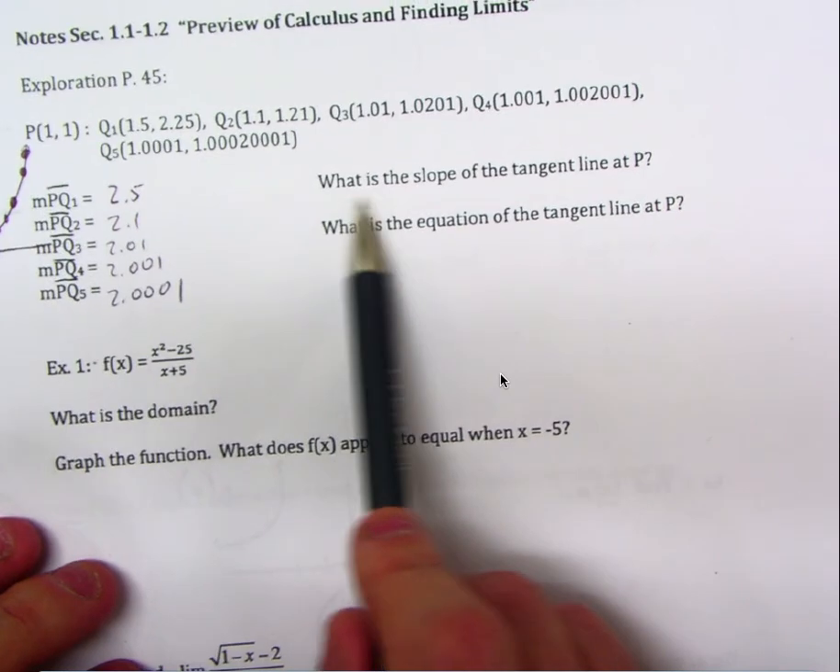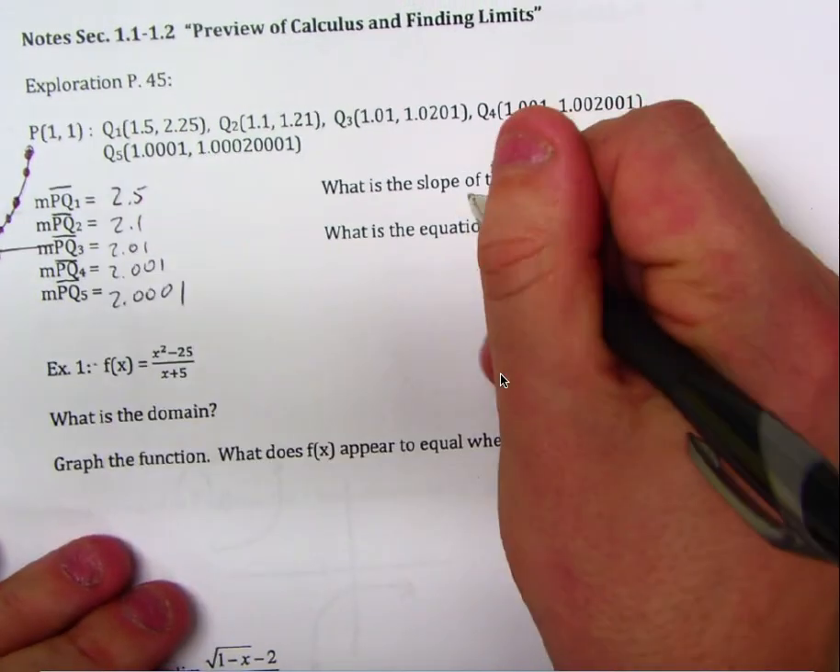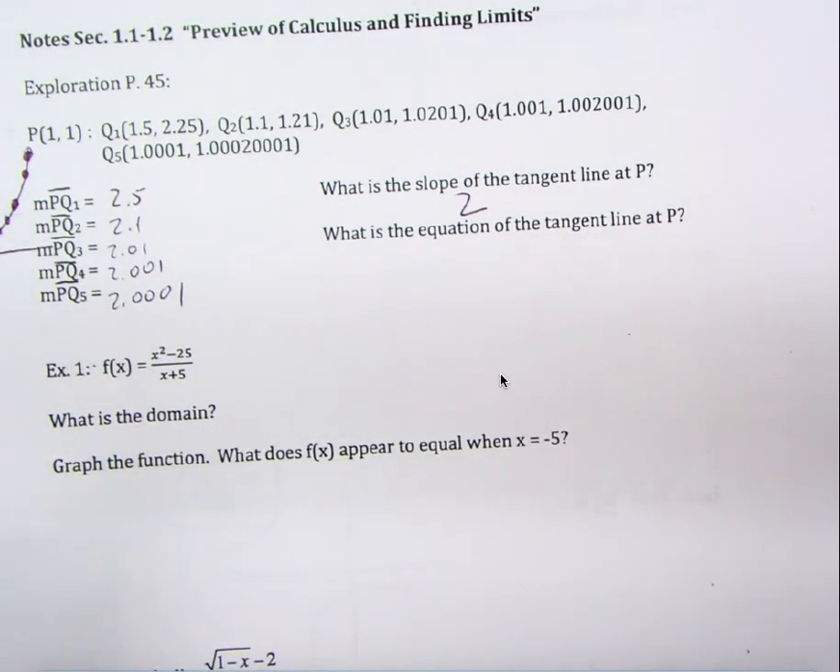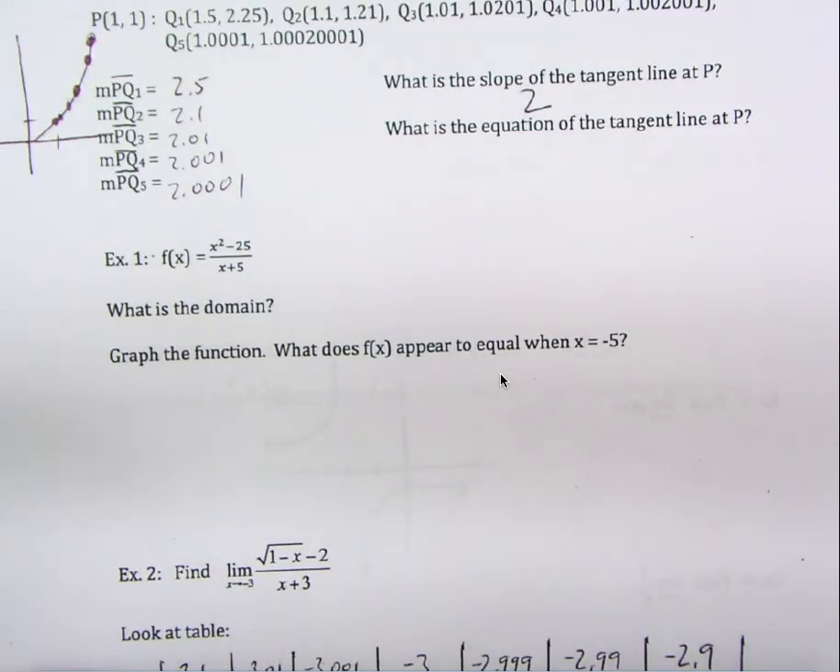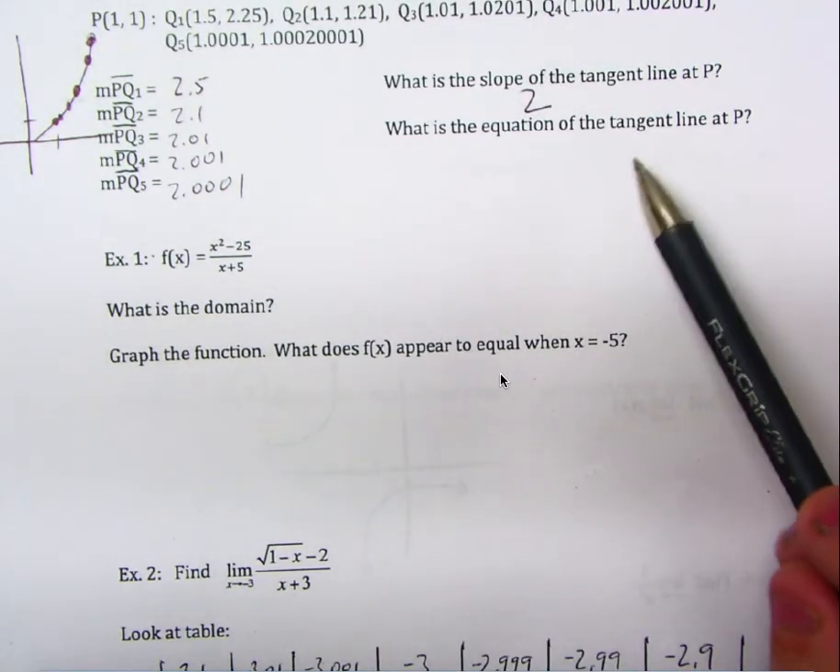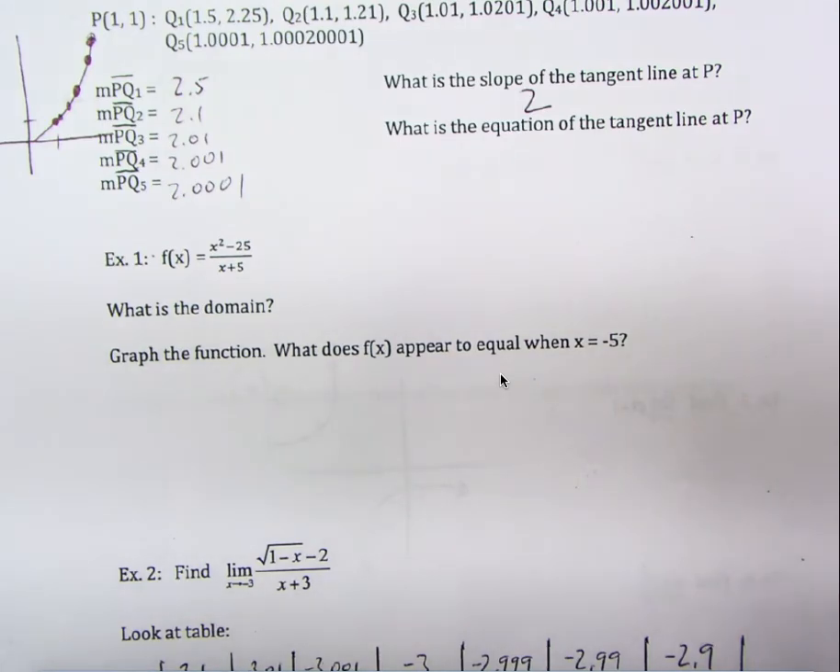So we could even say, what is the slope of the tangent line at P? Well, it's 2. And we'll have analytic ways of finding that, but that's the whole main idea of this first branch of calculus. How do you find the slope of a tangent line? And then it says, what is the equation of the tangent line at P? So now we have to remember how to find equations of tangent lines, or equations of lines in general.